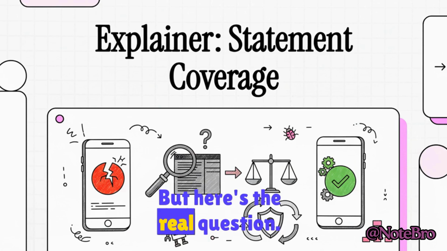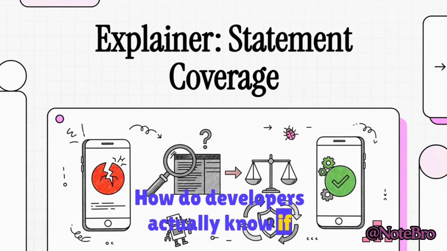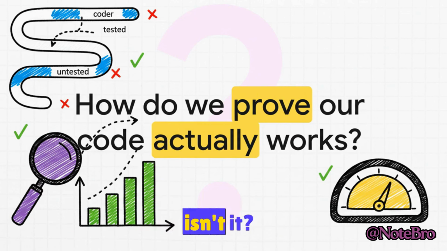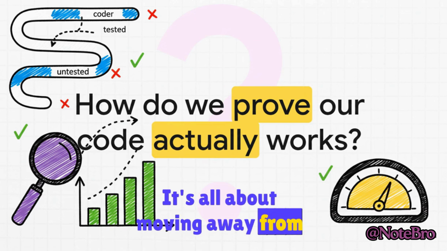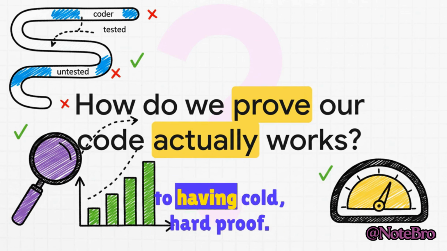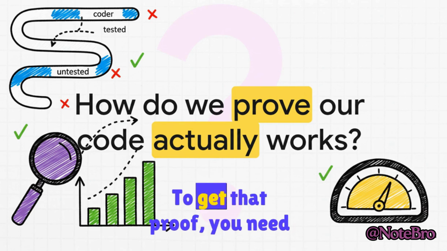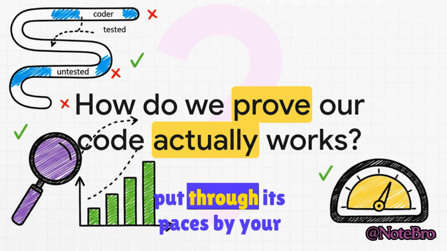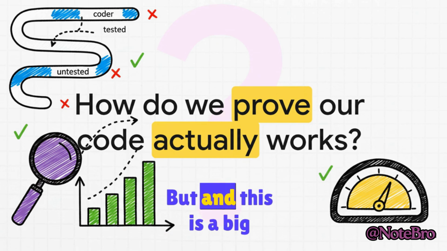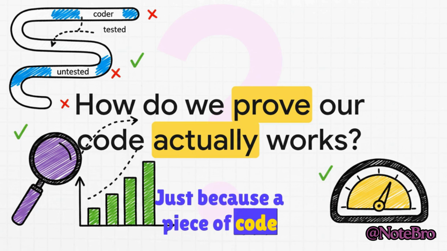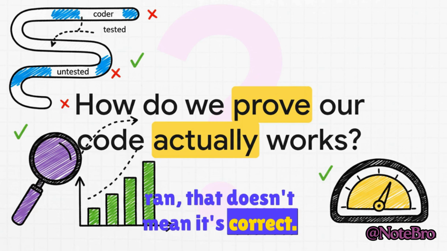But here's the real question. How do developers actually know if their testing is any good? And yeah, that's the core challenge, isn't it? It's all about moving away from that gut feeling of, "I'm pretty sure it works," to having cold, hard proof. To get that proof, you need a way to measure how much of your code is actually being put through its paces by your tests. But, and this is a big but we're going to come back to, just because a piece of code ran, that doesn't mean it's correct.